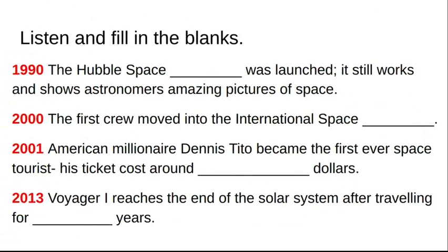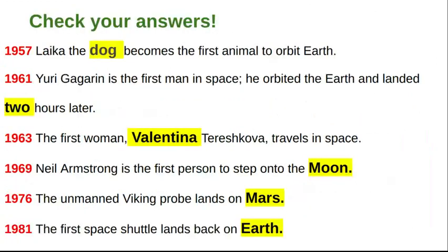Good job. Let's check our answers. All right, for the first one, you should have dog, like the dog. The second one, you should have 2 hours later. The third one, the answer was Valentina. The next one, the moon. Neil Armstrong was the first person on the moon. The next one, Mars. And then Earth.